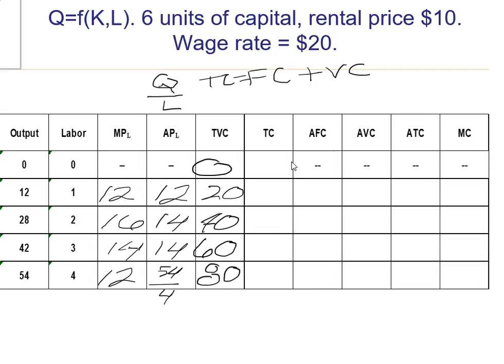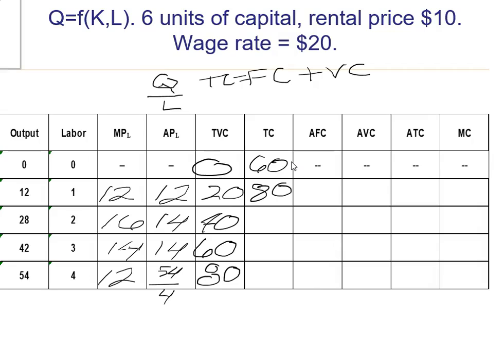When we have no workers, your total cost, well, you have no variable cost. However, a common mistake is to put 0 here for your total cost. That's wrong. You still have to pay your fixed cost to rent your 6 units of capital. So that's a total cost of $60. What's your total cost to make 12 units of output with 1 worker? Well, that would be your variable cost of $20 plus your fixed cost of $60. So now we're talking $80.